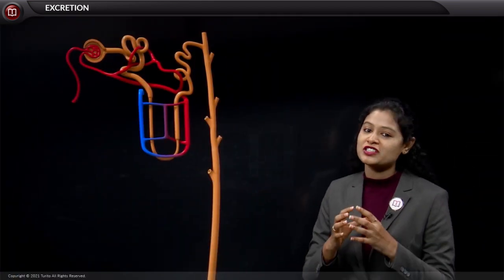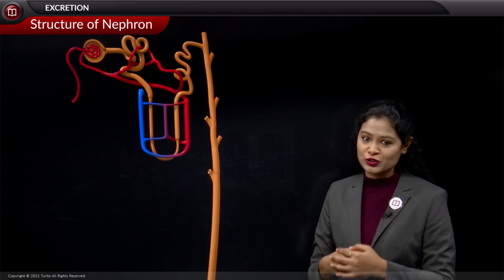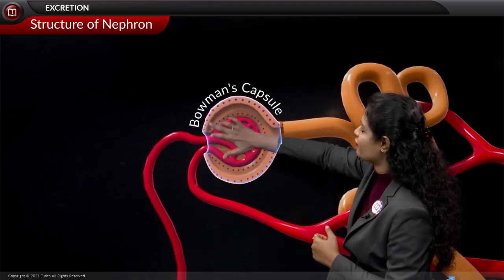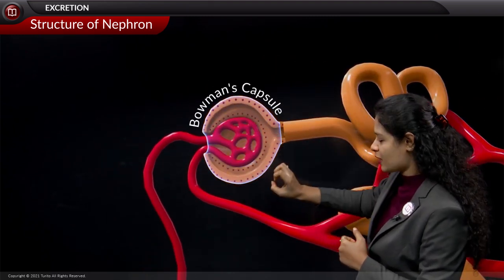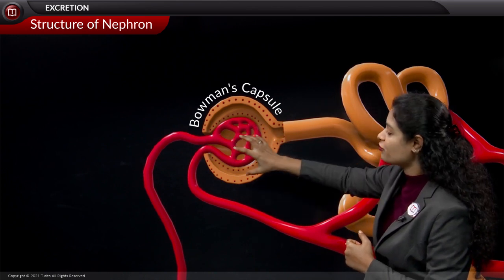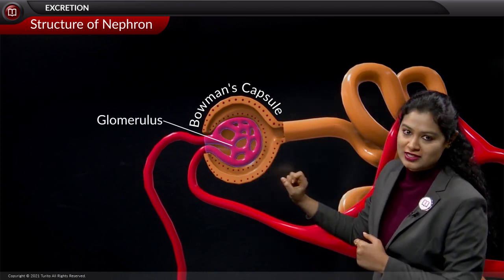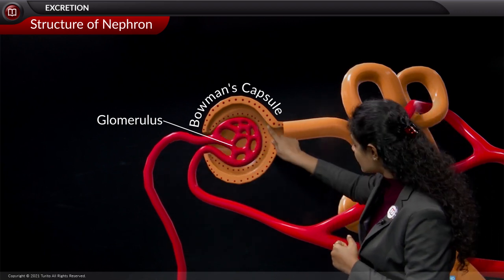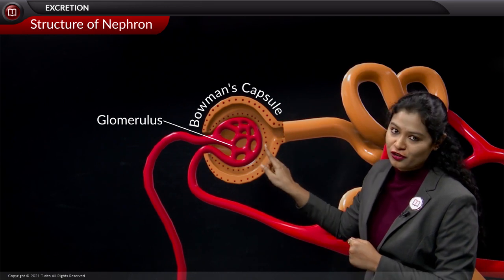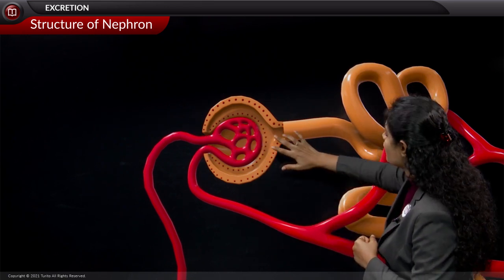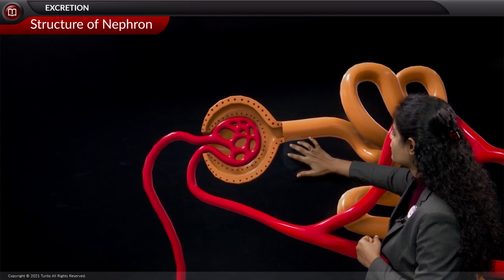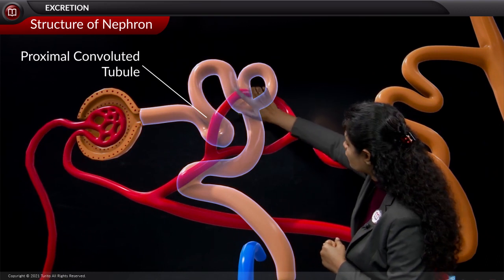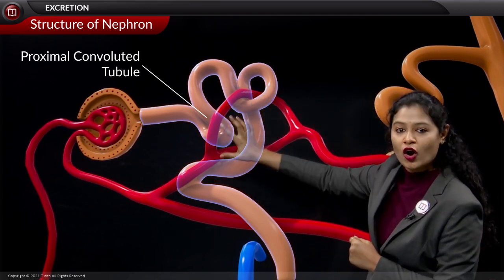Now let us talk about the structure of the nephron, which is the filtration unit of the kidney. To start with, we have the Bowman's capsule. This cup-like structure is the Bowman's capsule, and inside it we have the tuft of blood capillaries called the glomerulus. From here the nephron receives the blood, and inside the Bowman's capsule there is filtration of the blood. This filtration helps in the formation of the initial filtrate, and the initial filtrate will open into the proximal convoluted tubule, which is the coiled structure.